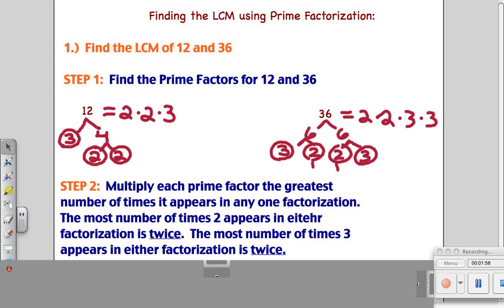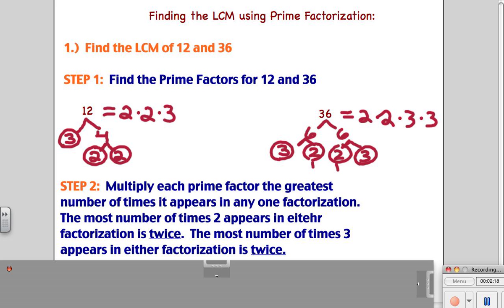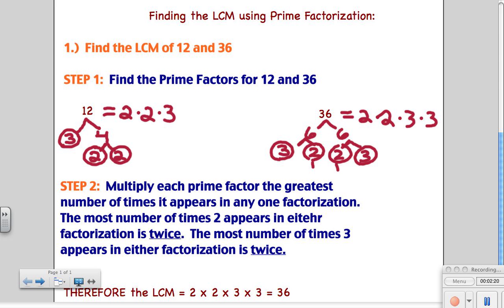Okay, step 2 is critical to really understanding how to do this. We multiply each prime factor the greatest number of times it appears in any one factorization. So the first thing you definitely want to do is write it out. The prime factorization of 12 is equal to 2 times 2 times 3. Please remember to write it in order and from least to greatest.